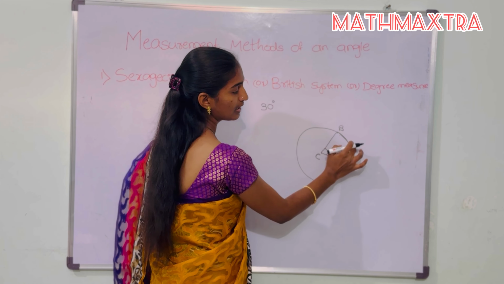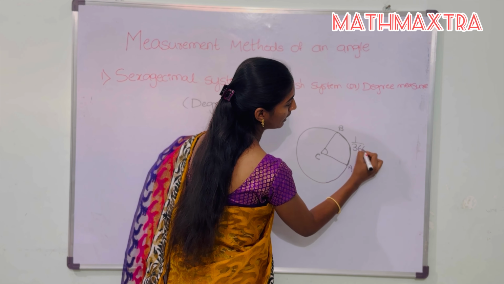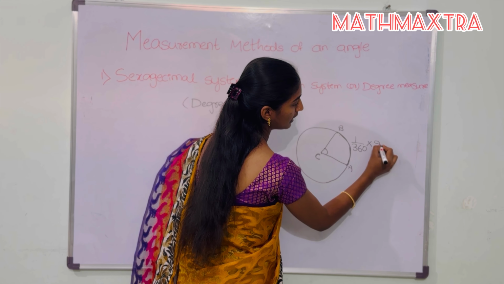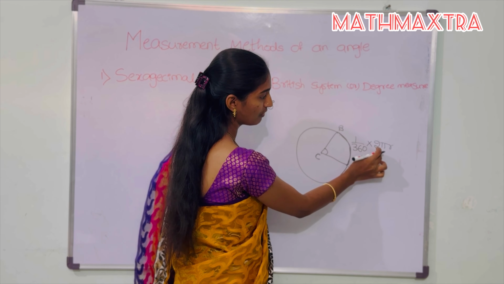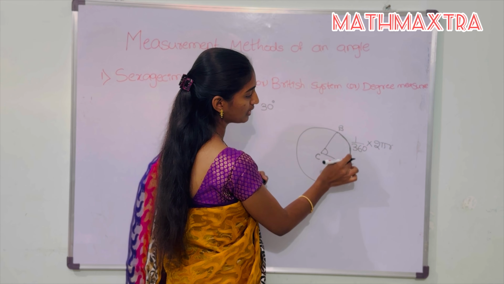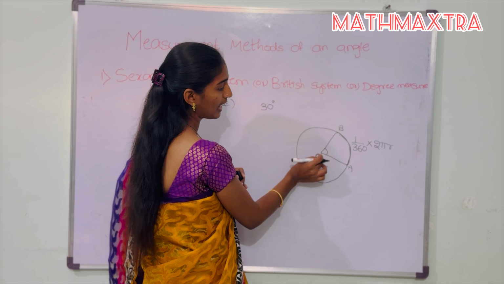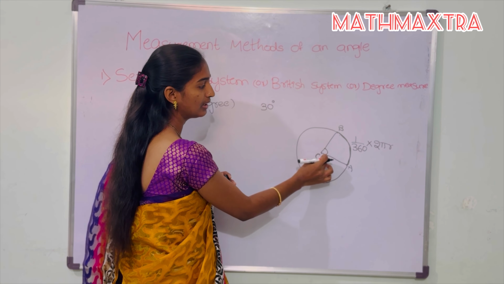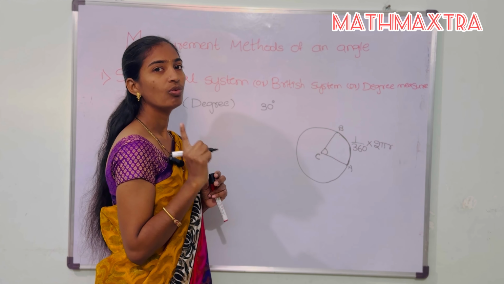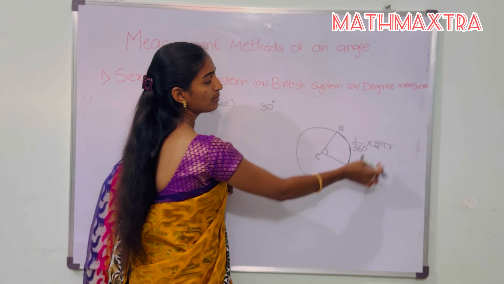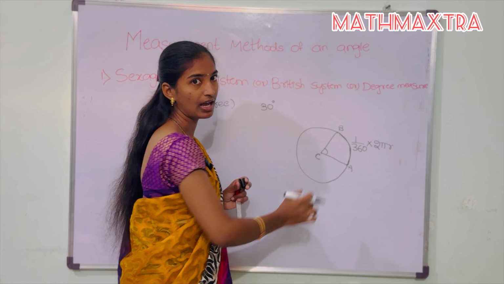The length of this arc must be equal to 1 by 360 into the circumference of the circle. This arc length must be equal to this. At that time, if it subtends an angle at the center of the circle, we call it 1 degree. Whatever may be the radius, this arc length must be equal to this value.